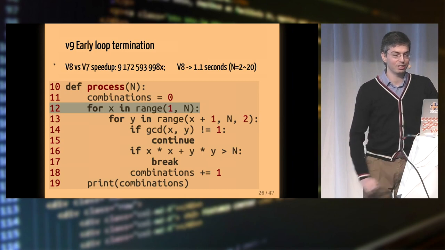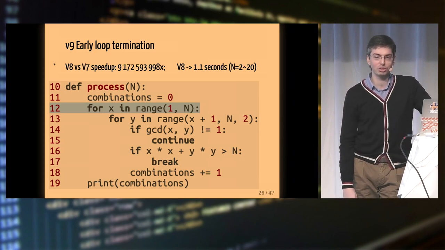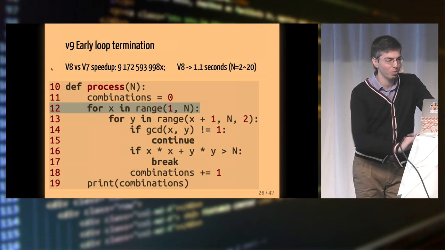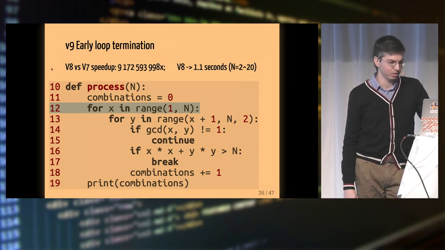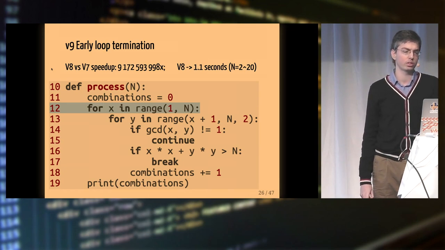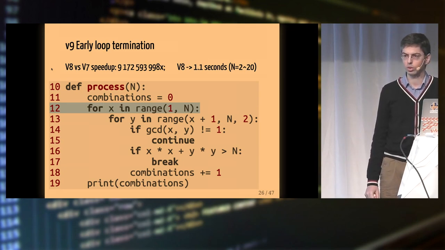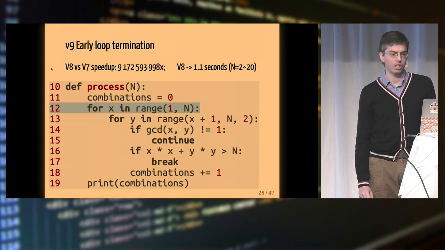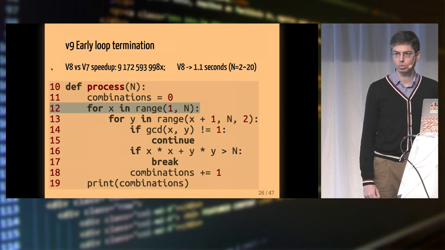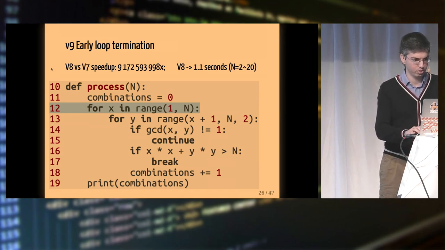Whoa, it's 9 billion times faster. So I think the full rewrite here was worth it. Now, instead of taking hundreds of years, it takes just 1.1 seconds. And the next optimization we are going to do is early loop termination. So again, we don't want to compute something that we know is going to be false. And if we can exit the loop earlier, this will save some costly iterations.